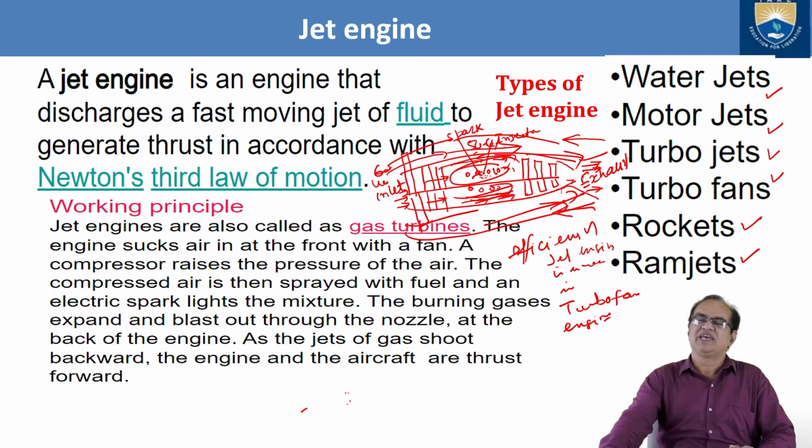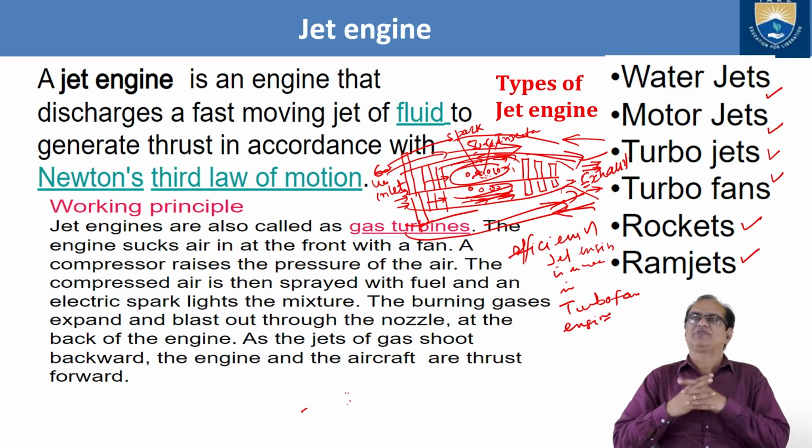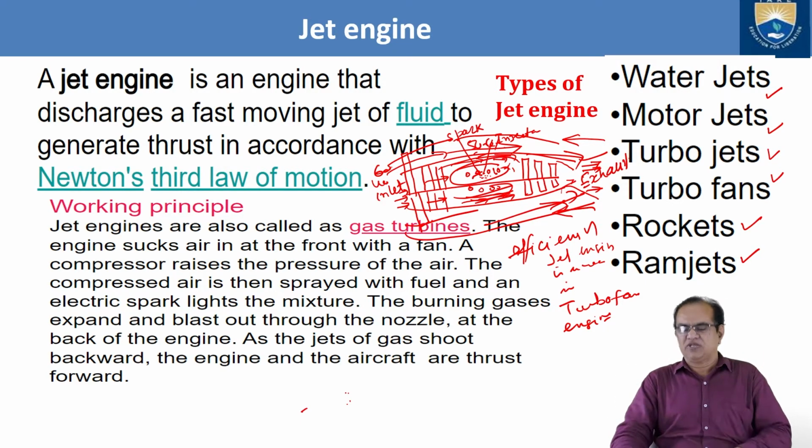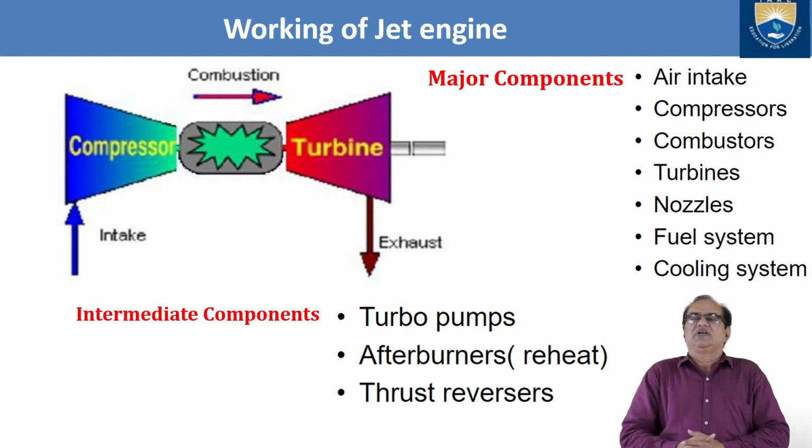So I have just given a glimpse of the different types of jet engines used in the industry. In our aircraft we use turbojets, turbofans, turboprops, rockets, and ramjets. These are used for the aerospace propulsion of the system. So here I will show the working of the jet engine.